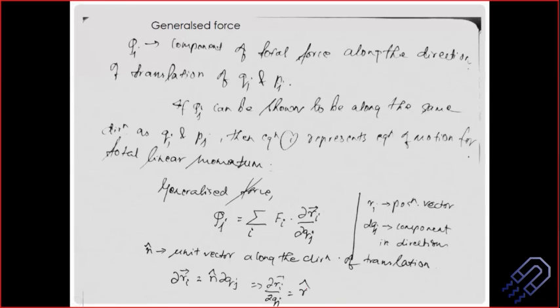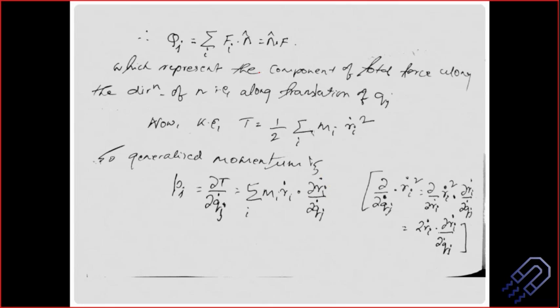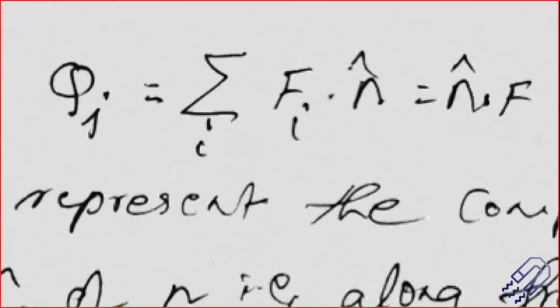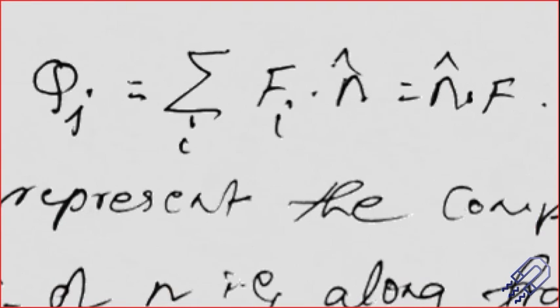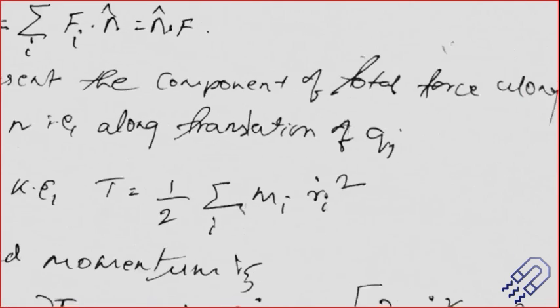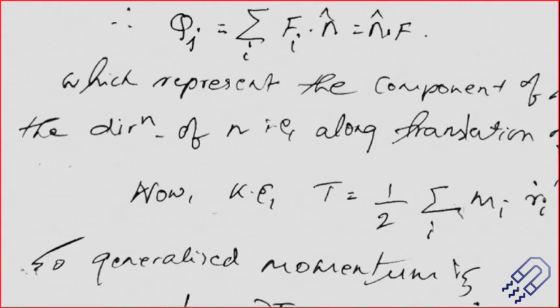So delta Ri by delta Qj is equal to n cap. I think I corrected it yesterday. It's the same slide, so that is the same error. So delta Ri by delta Qj is n cap, and we'll just replace it with n cap. If you do that, we get this relation, which is important. This is your generalized force, and what does n cap represent? N cap represents the direction, and it says that the direction is along Qj or Pj. This represents the component of the total force along the direction of n.